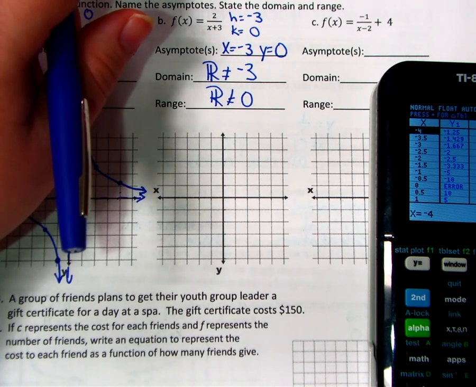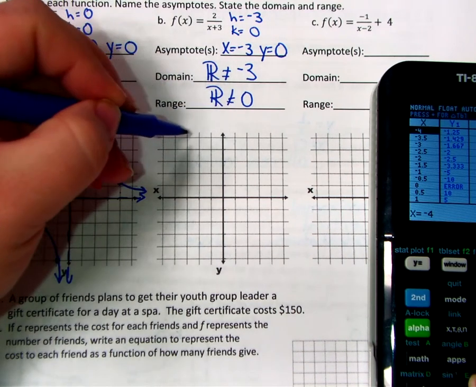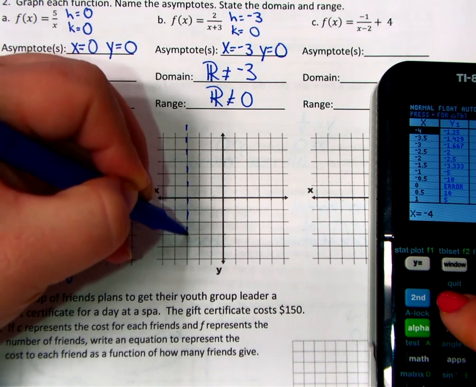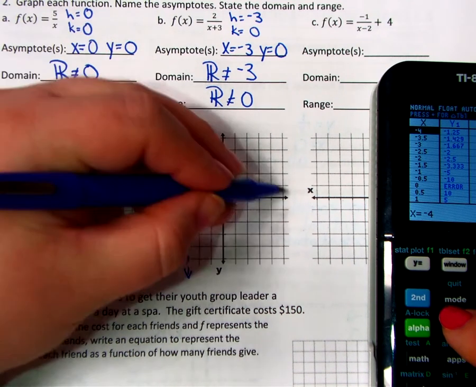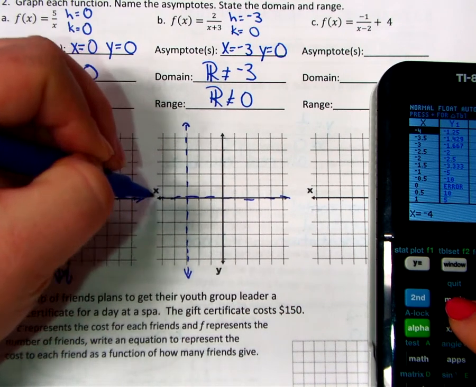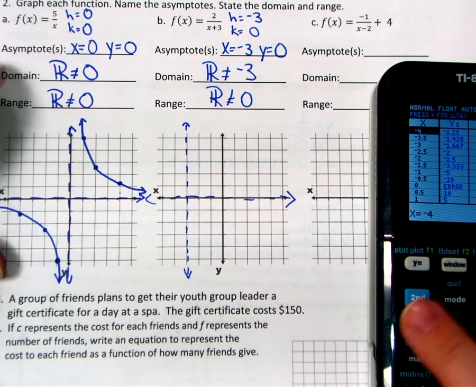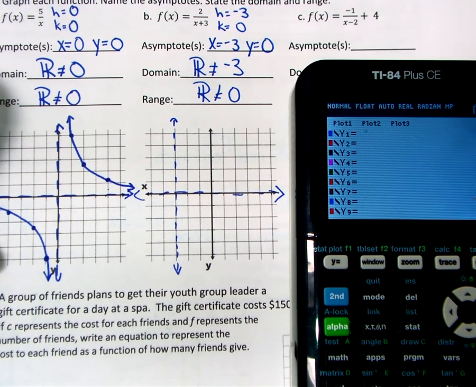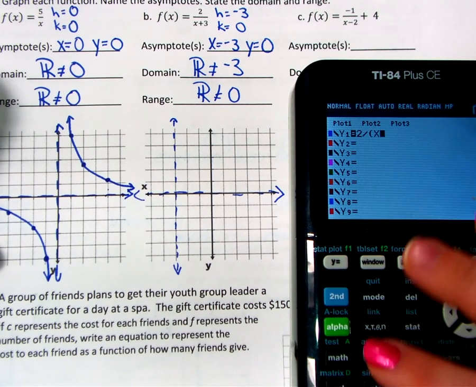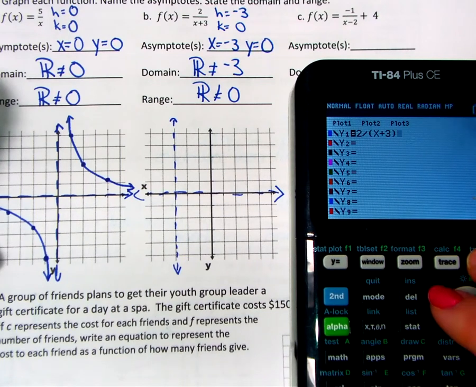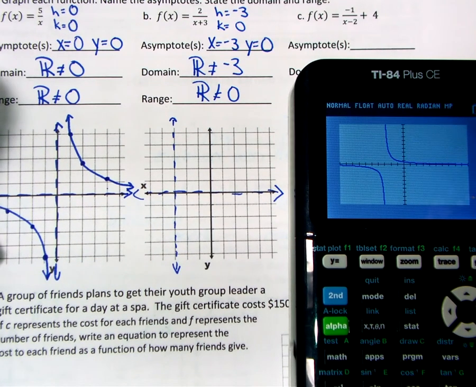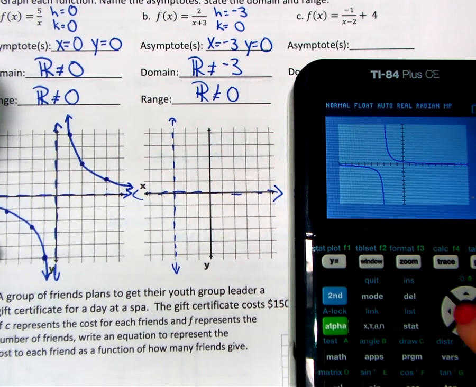And we're going to go ahead and plot in our asymptotes. -3 and 0. And then type it into our calculator and see where those branches lie. Quadrant 3 and quadrant 1 and 2 as well, because it's been shifted to the left 3.